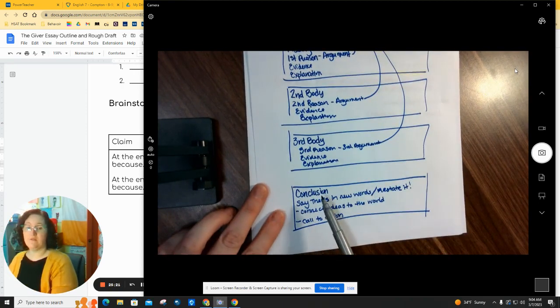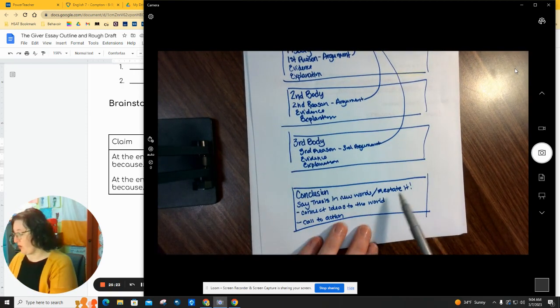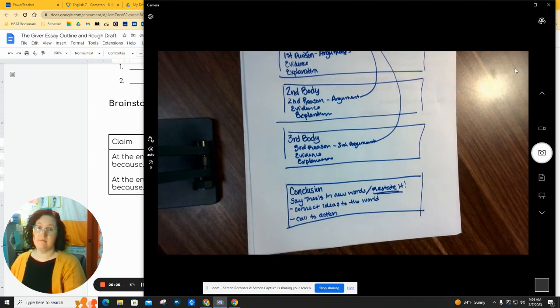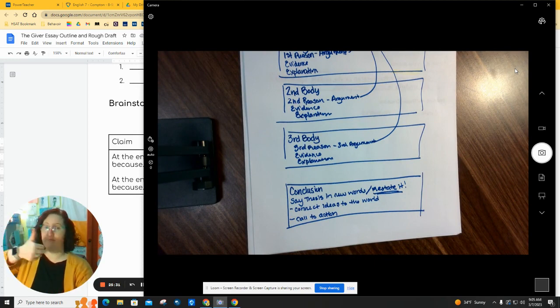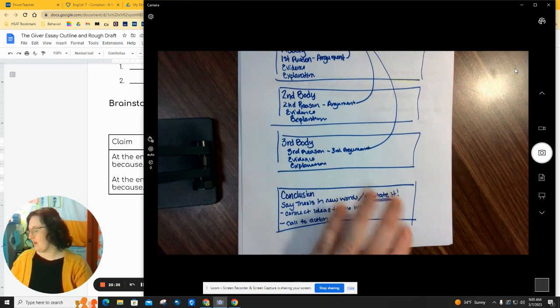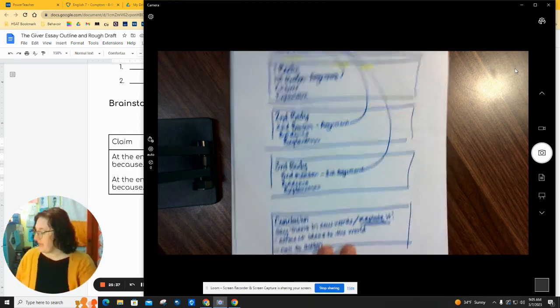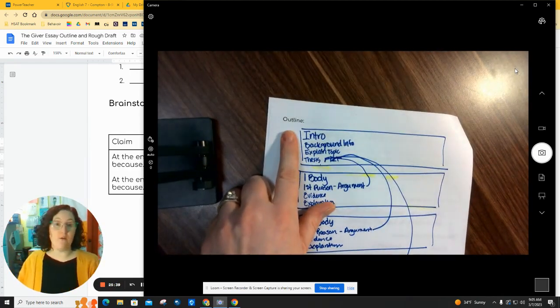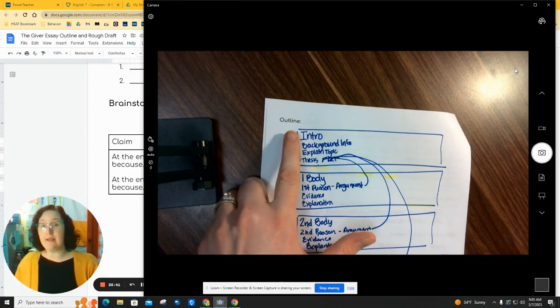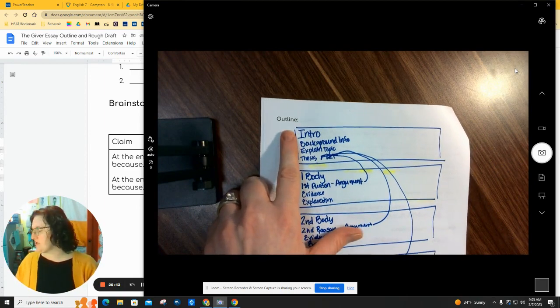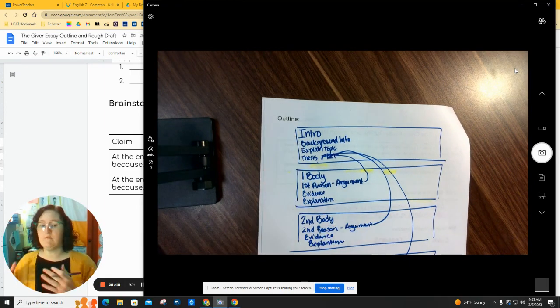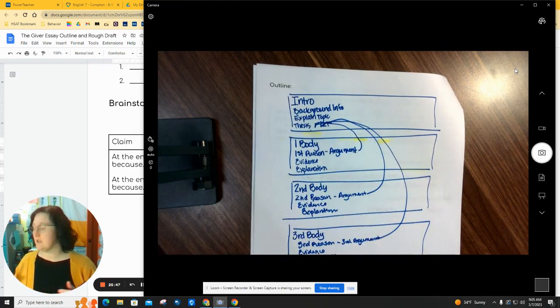In the conclusion, you're just reminding your readers what you said in the beginning, and you're saying, that's what I said, hope you agree with me. That's it, okay? All right, so this is called an outline. There's lots of different ways of doing it. I think last year I taught you guys how to do the Roman numeral one. This is another way of doing it. Whatever works best for you.